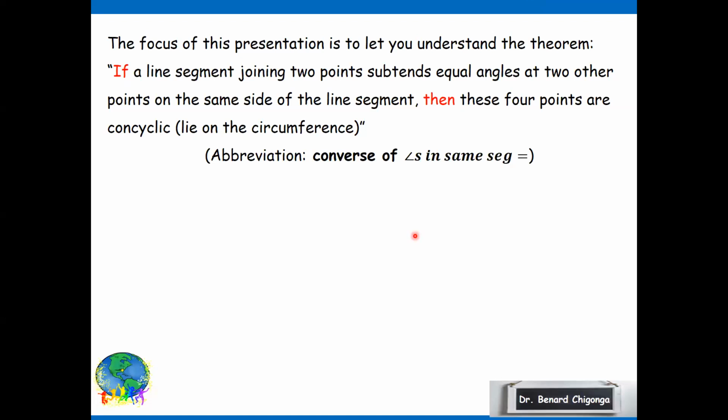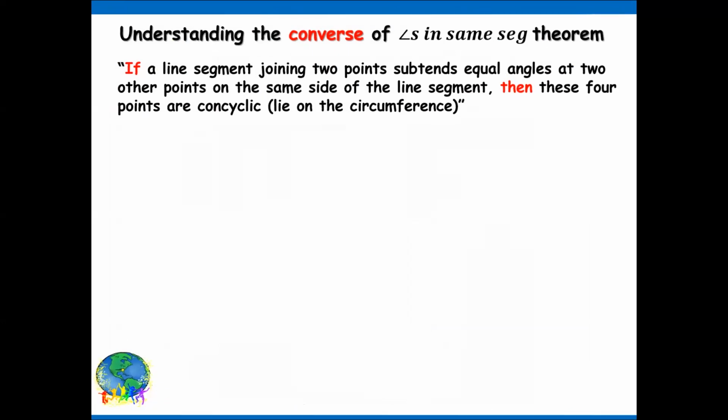The focus of this presentation is to let you understand the theorem: if a line segment joining 2 points subtends equal angles at 2 other points on the same side of the line segment, then these 4 points are concyclic, they lie on the circumference. This is the abbreviation, converse of angles in the same segment equal.